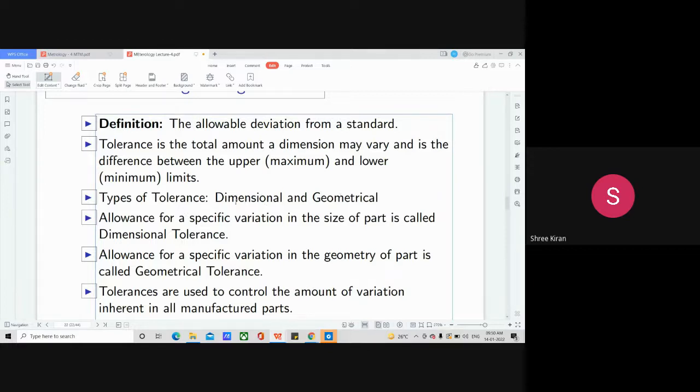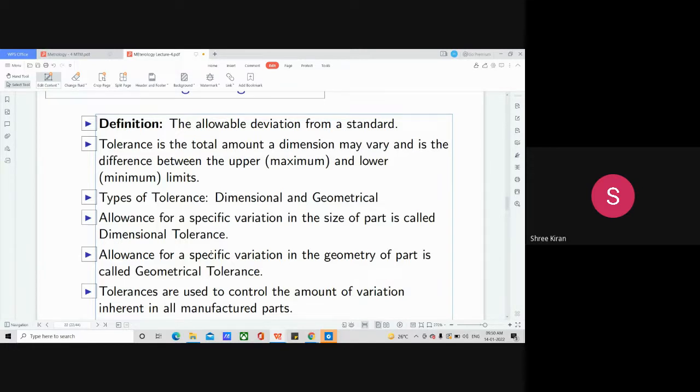In the case of dimensional tolerance, it is the allowance for a specific variation in the size of the part. The change in both dimensional and geometrical: one is in the size of the part, and the other one is in the geometry of the part. And both will have an allowance for a specific variation. It will not be very huge.